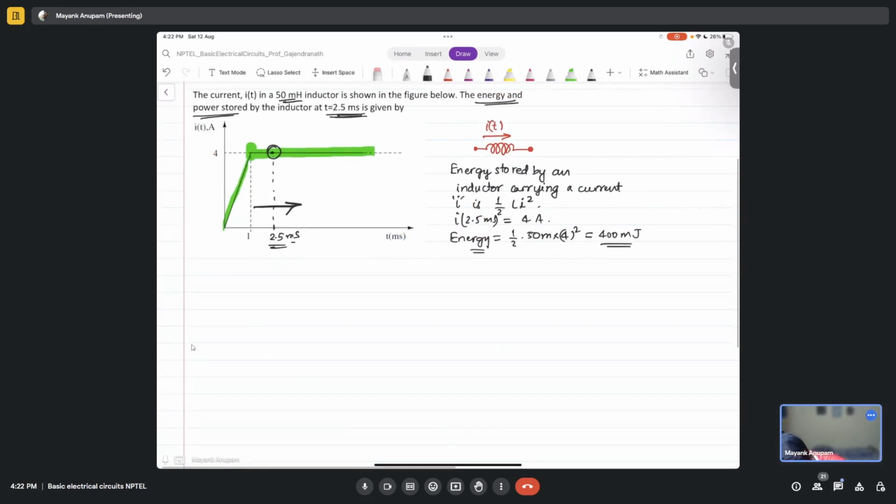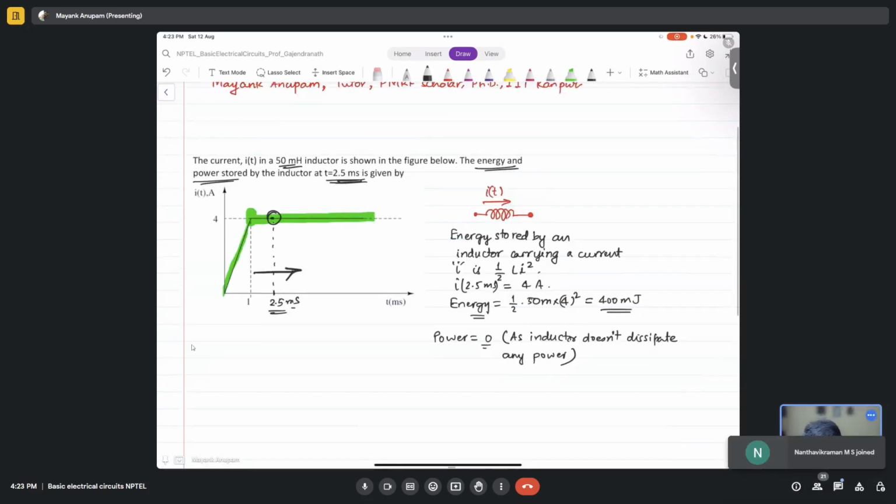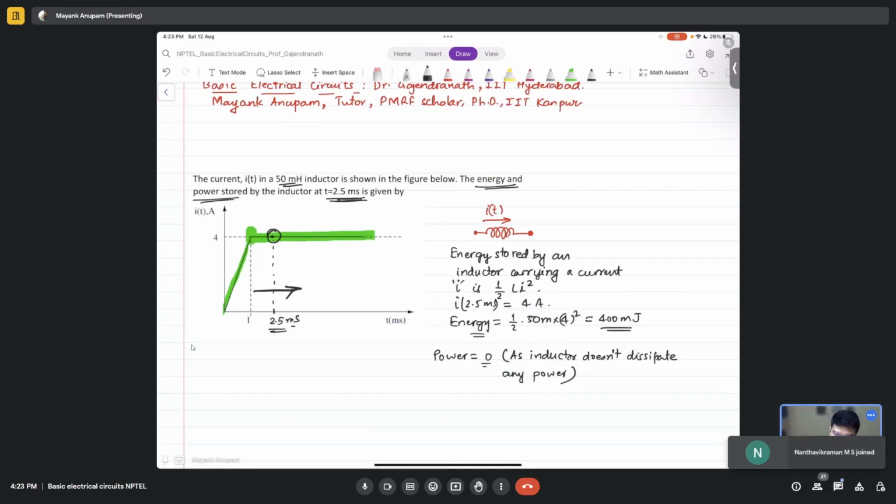So that is why power is zero, as the inductor doesn't dissipate any power. All right. Any doubt in this question?